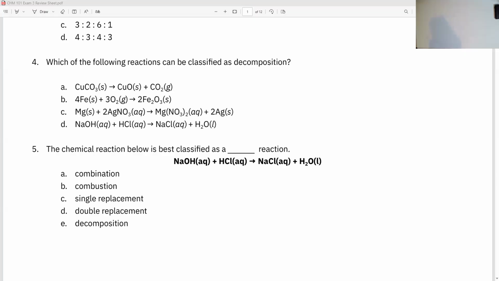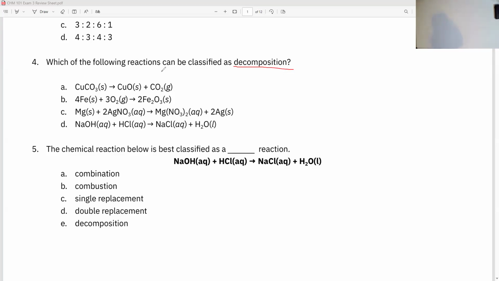Let's look at the next set of questions. So here they're asking us which of the following reactions can be classified as decomposition. Remember that when we're looking at decomposition reactions, that means that we're looking for something to break apart into pieces as the reaction proceeds. So we should start with one thing and we should end on the product side with more than one thing.